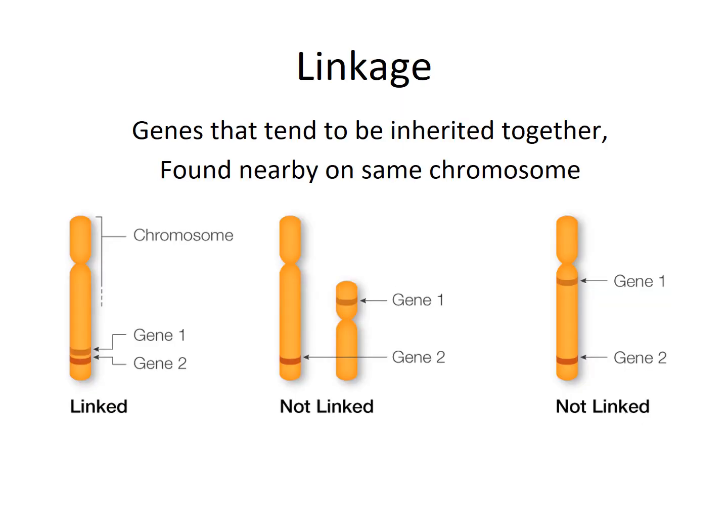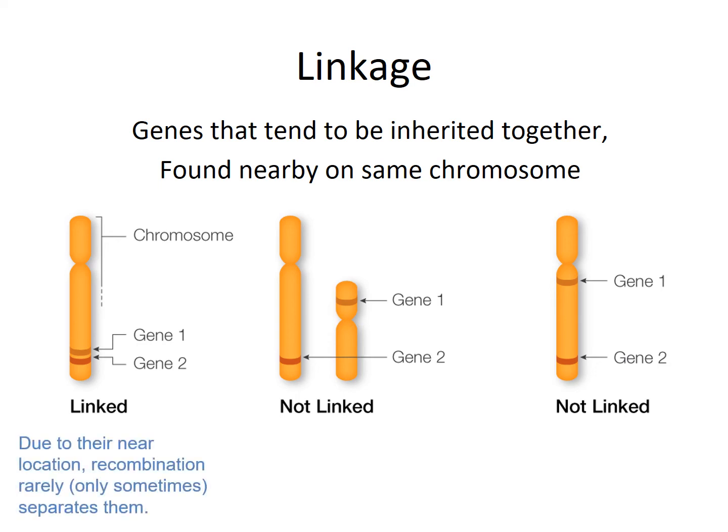In the previous slide, I used the word linked. So let me tell you what I mean. Genes are said to be linked if they tend to be inherited together. And this can happen if they are located next to each other on the same chromosome. So in the cartoon at the left, we see gene 1 and gene 2 are very near one another. They're neighbors on this chromosome. Due to their near location, recombination during prophase 1 of meiosis only rarely separates them. I mean, it happens sometimes, but because they're so close together, it's very rare. And so they tend to be inherited as a team.